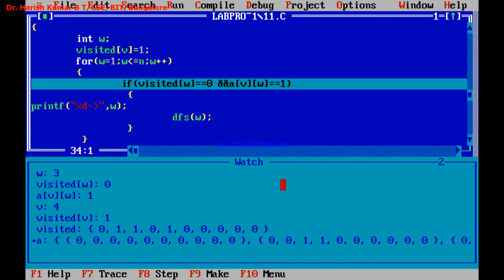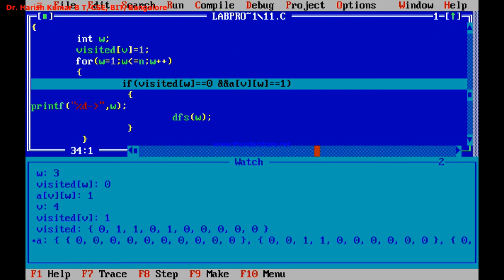See, I pressed F7. You can see the w value has become 3. Now again I am checking visited of 3 is equal to 0. Yes, 3 is not visited. So visited of 3 is, you can observe my mouse movement, 0. This is true. And you have to check whether there exists a path from vertex 4 to vertex 3.